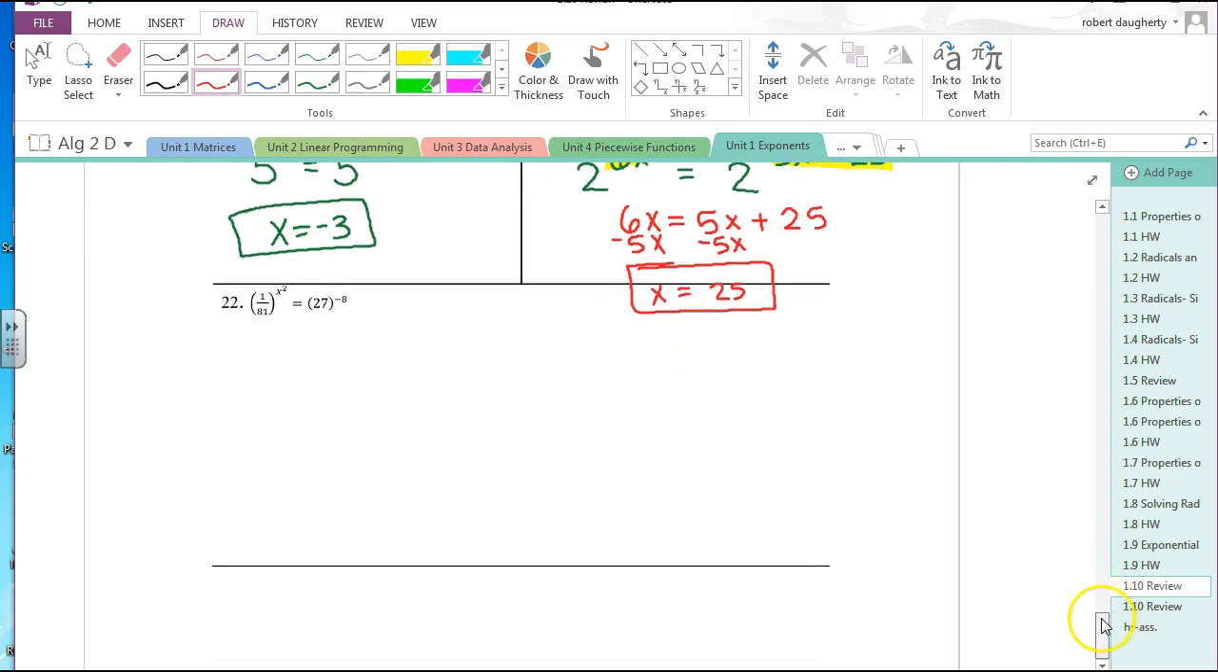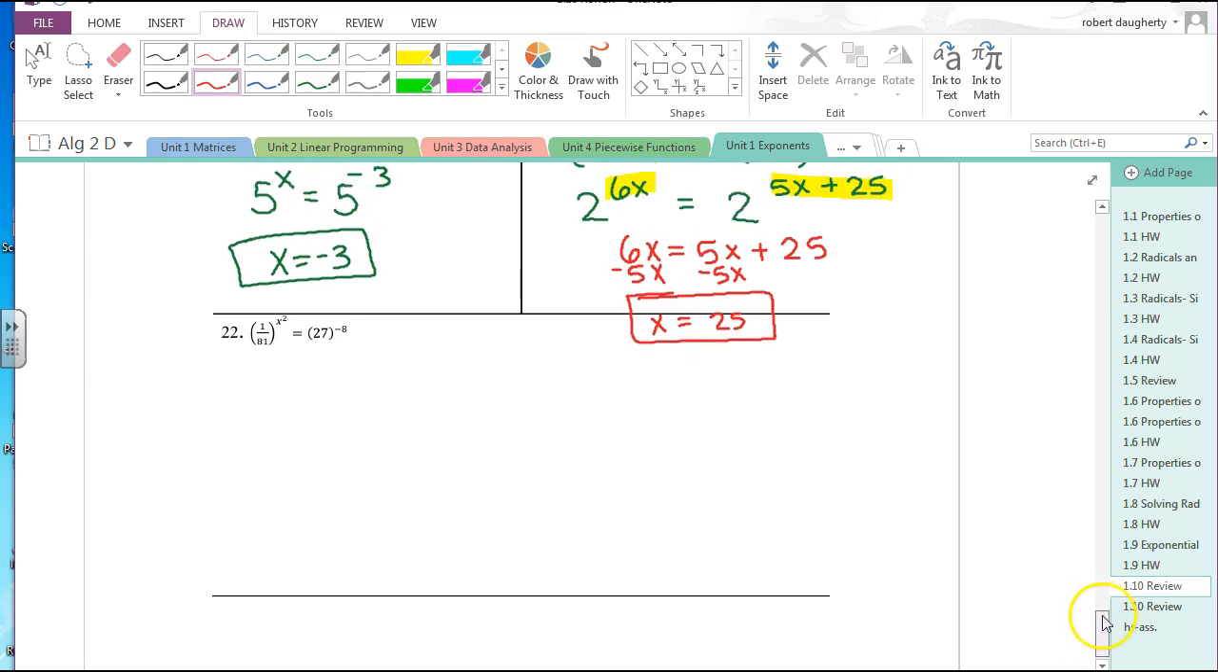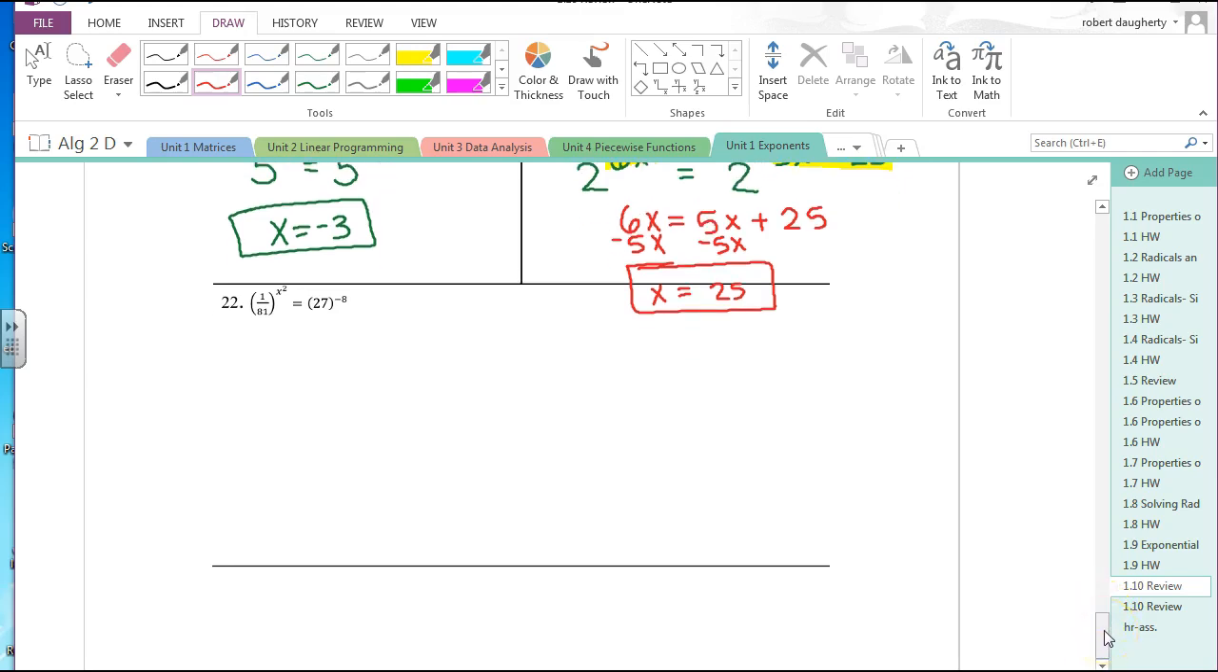Number 22, and I think this is the last one here. 1 over 81 to the x squared equals 27 to the -8. This was a bonus on last year's quiz, but you guys can handle it. 81, if you don't remember, you divide it by 3, you get 27. So I can always figure this out. That's 3 to the 4th, okay? And 27, you know, is 3 cubed.